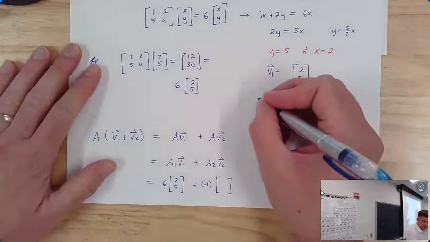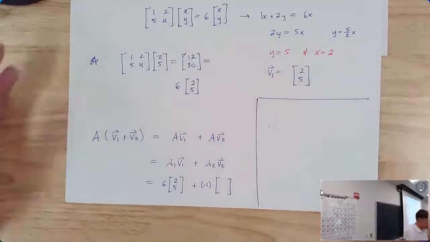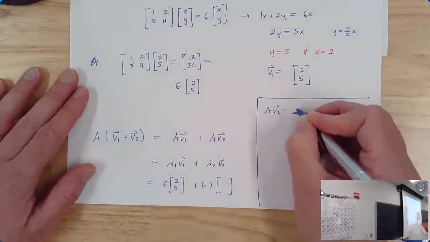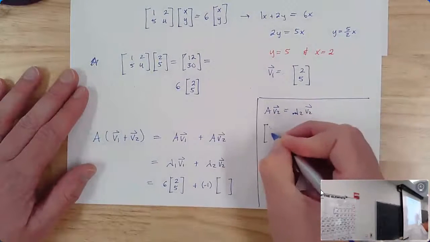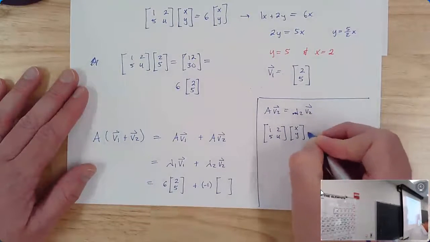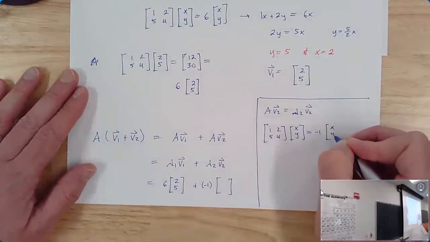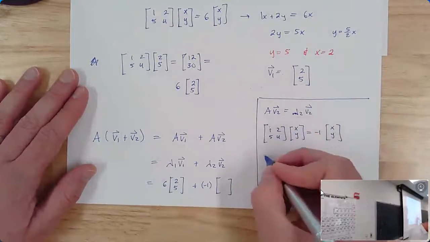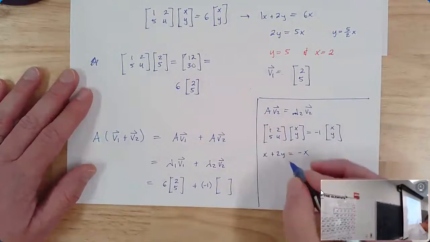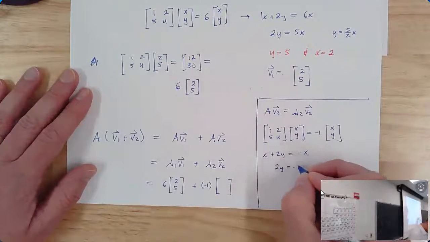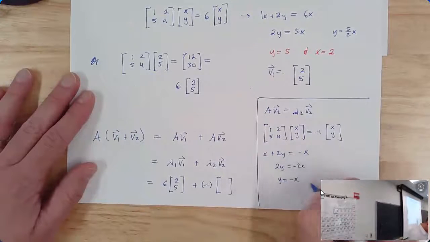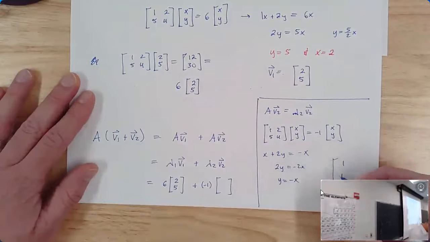I guess since I've got 1 minute left, just so you can see what the second eigenvector is, I'm trying to solve A times V2 equal to lambda 2 times V2. I'm really trying to solve 1, 2, 5, 4 times my second eigenvector equal to negative 1 times my second eigenvector. And that's going to be 1 times x plus 2 times y equal to negative x, or 2y equal to negative 2x. And I could divide both sides by 2 here and get y equal to negative x. So my eigenvector is x is 1, y is negative 1.